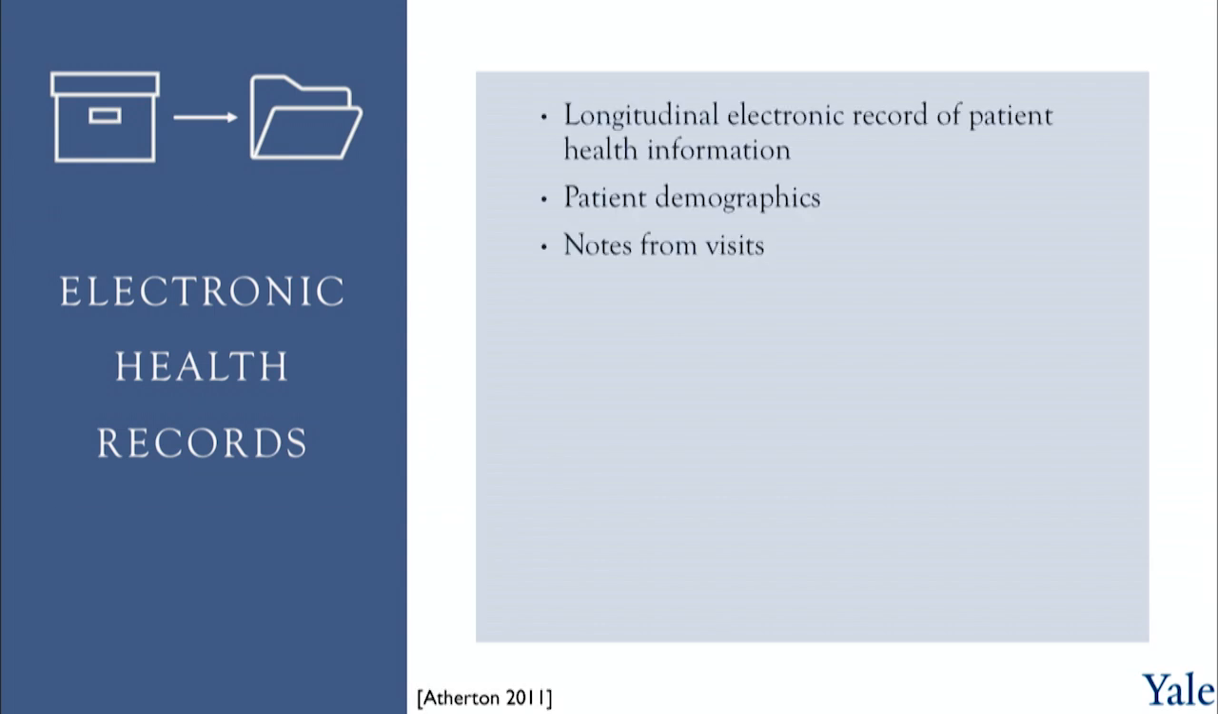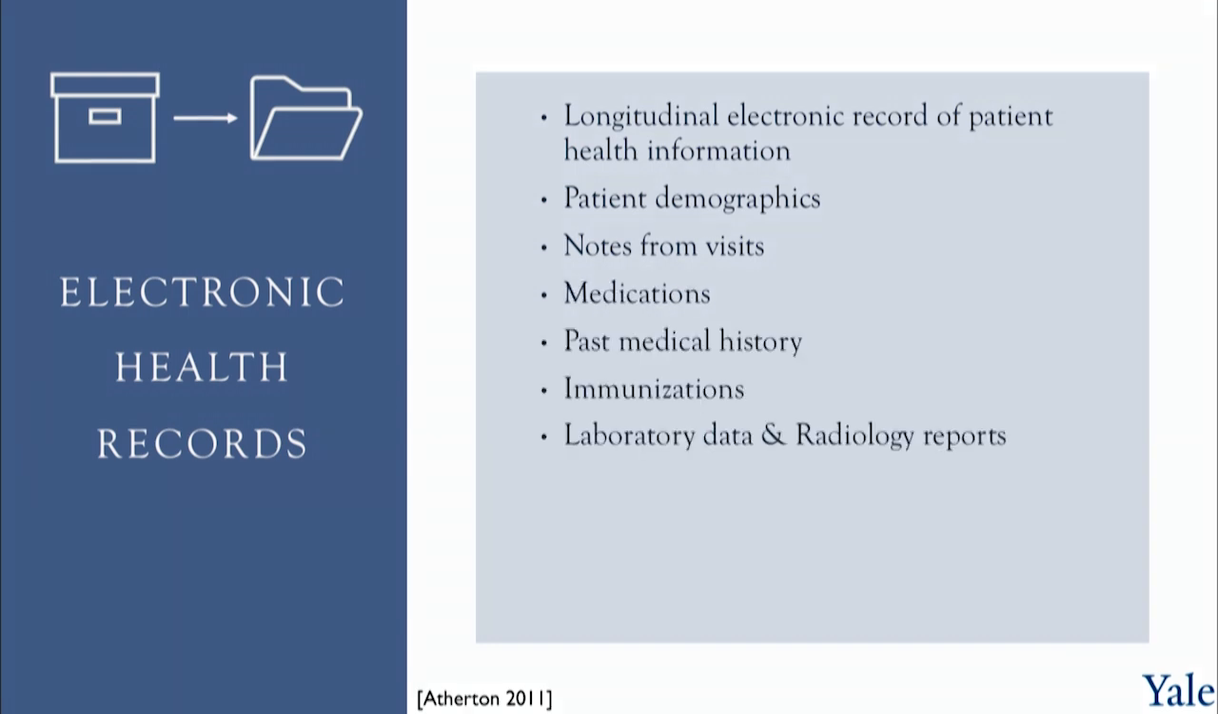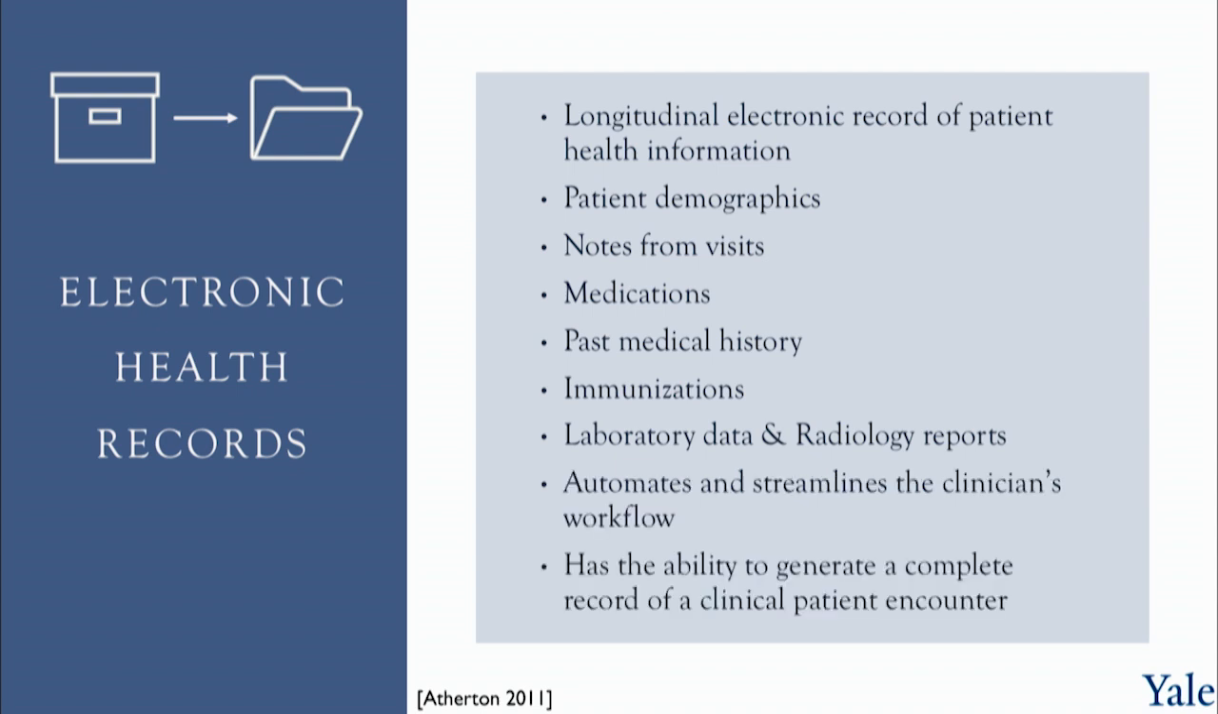These are longitudinal electronic records of patient health information. They cover the information of a patient over time. These are a replacement for the old folders that had all the pieces of paper that you would see in doctors' offices, if you're old enough. These include things like patient demographics, notes from visits, medications, past medical history, immunizations, laboratory data, radiology reports. And these are supposed to automate and streamline the clinician's workflow and have the ability to generate a complete record of a clinical patient encounter. So this is what the electronic health record is. This is the theory of it.